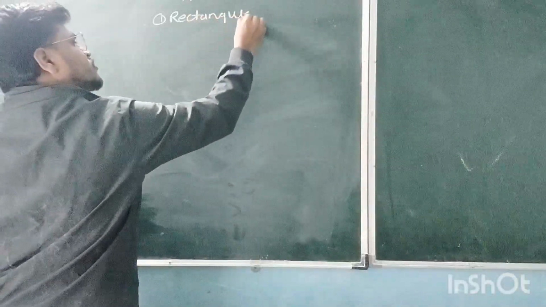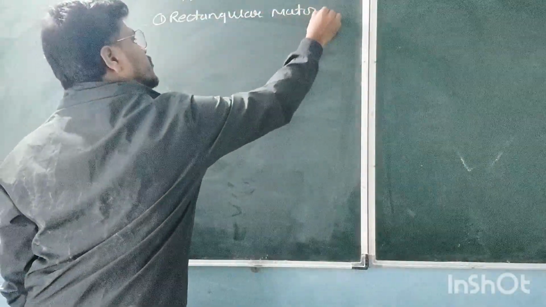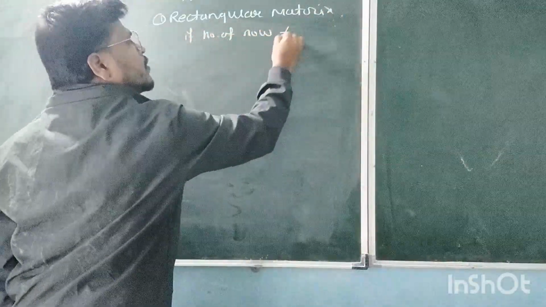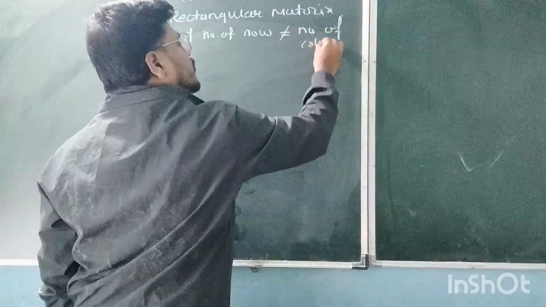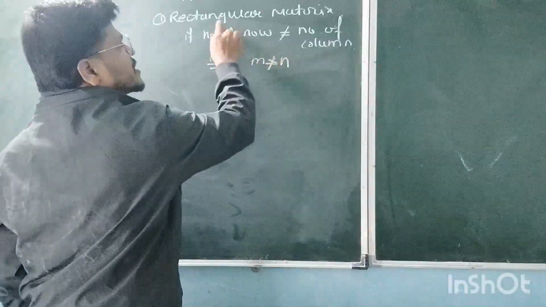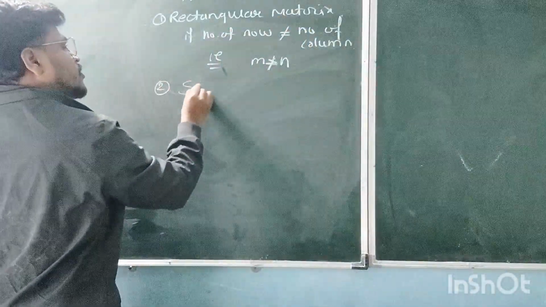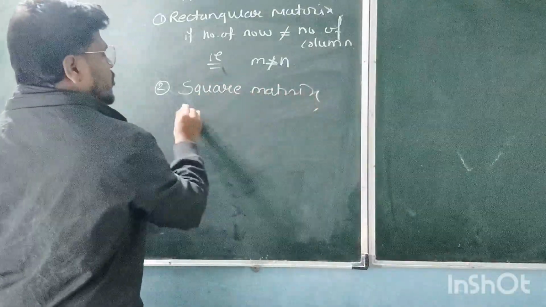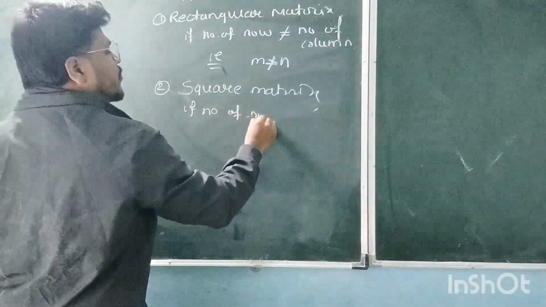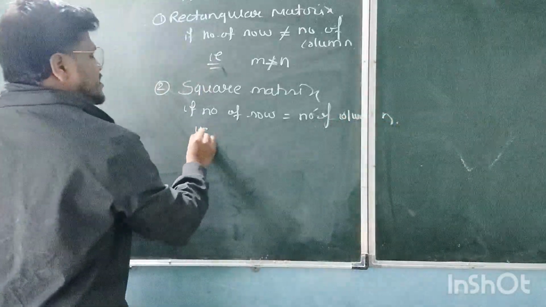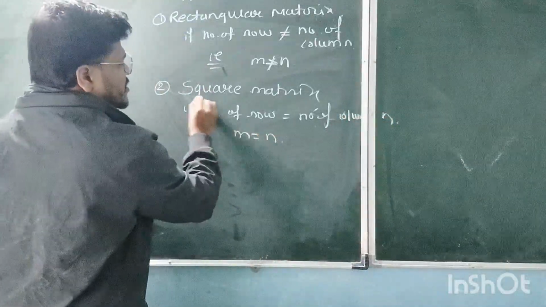First is a rectangular matrix. If the number of rows is not equal to the number of columns, that is m is not equal to n, then it is called a rectangular matrix. What is the meaning of square matrix? If the number of rows is equal to the number of columns, that is m is equal to n, then it is called a square matrix.